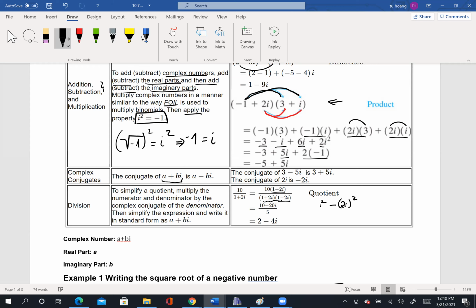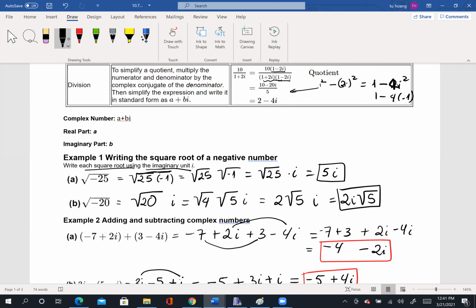This applies the difference of squares formula, and that's going to give you the number 5, because you have 1 minus 4i squared. 4i squared is going to be 1 minus 4 times -1, right? So that gives me 5, and then you simplify to become 2 minus 4i.